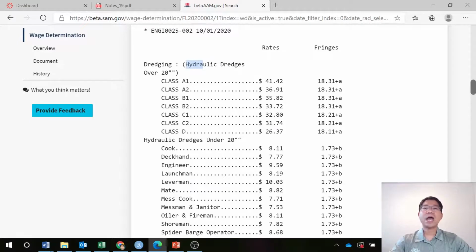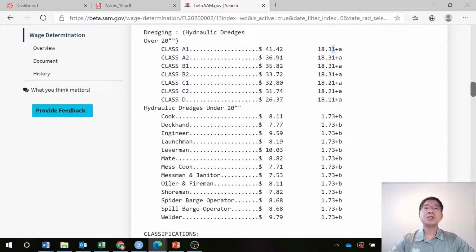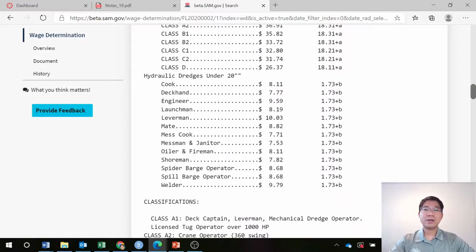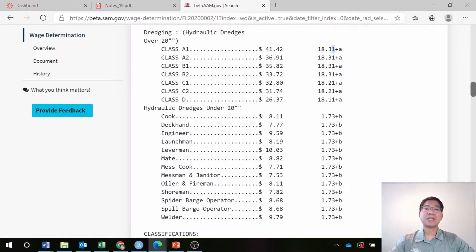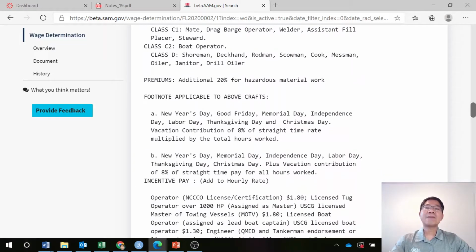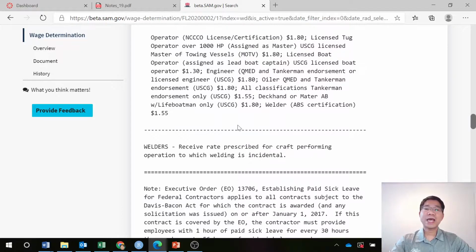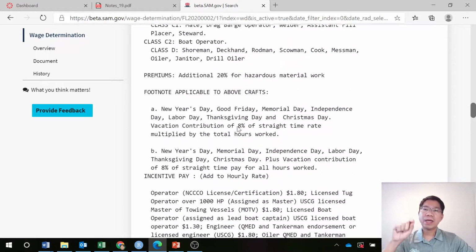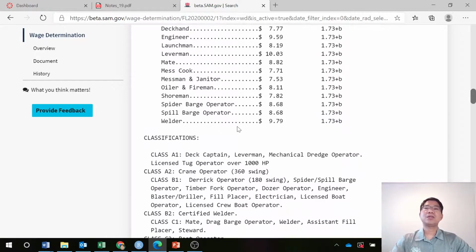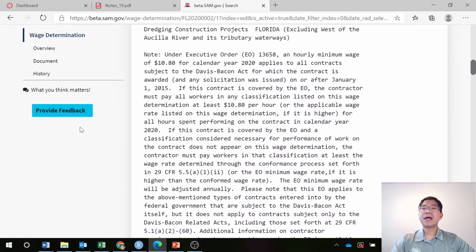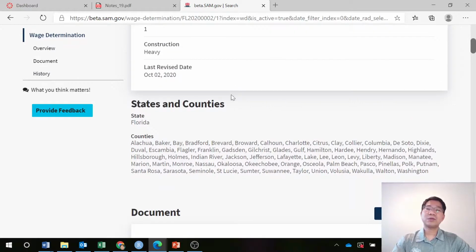For example, here, hydraulic dredge, what is the minimum wage? What should the fringe be? Hydraulic dredge under 20 inches, what should it be for the cook? All of that is the minimum wage established for that type of project. And you can see, when you price the project, ensure it has at least the minimum wage determined by Davis-Bacon, if that is a project related to federal money, applied to certain local areas, as you can see there.